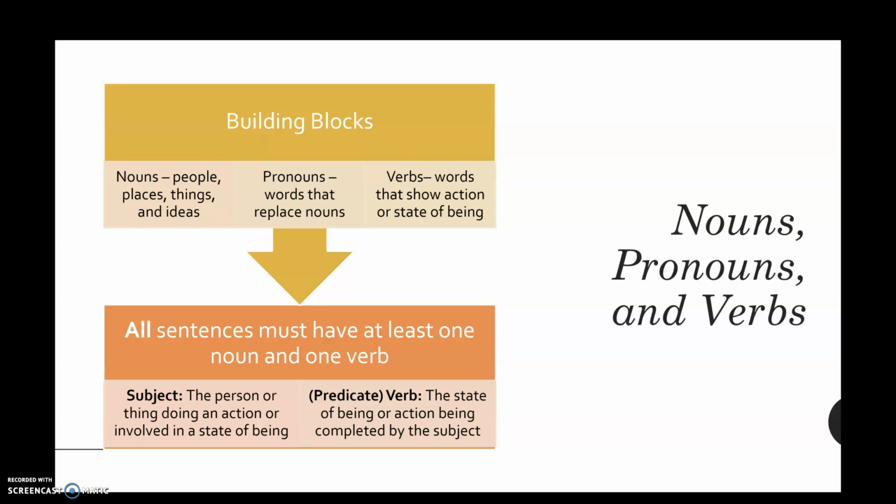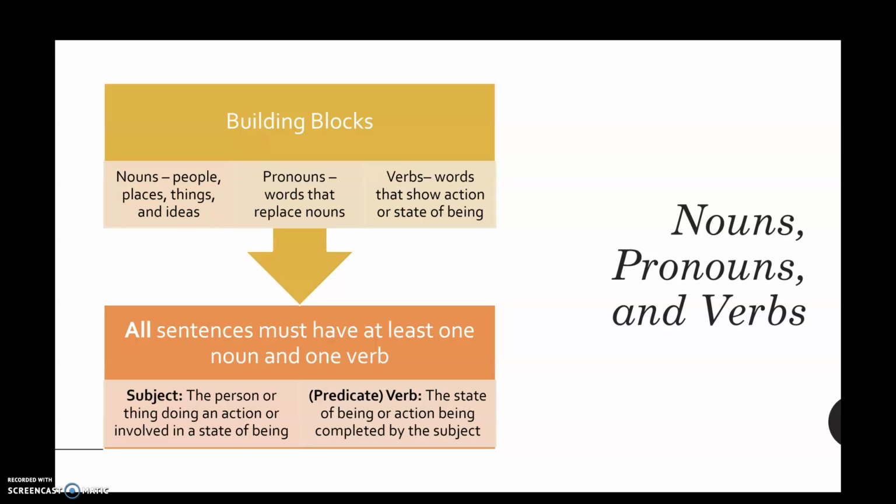For most purposes, pronouns and nouns work a lot alike. Because a pronoun replaces a noun, it works much the same way a noun does, and many of the same rules apply. A verb is a word that shows action or a state of being. So "is" is a verb, even though it's not actually showing any action.